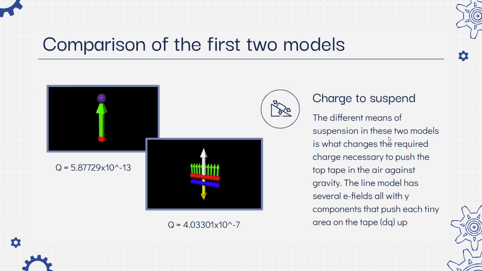So my results: obviously we got very different Qs here, but my Q for this one was 4.03301 times 10 to the negative 7, a very small amount of charge. Obviously the difference in these suspensions, or the difference in the setup, point charge versus line charge, is what changed the required charge necessary to suspend it in the air. And I think this is because we have a lot more charges, all with Y components, that push up on the top tape, the DQ.